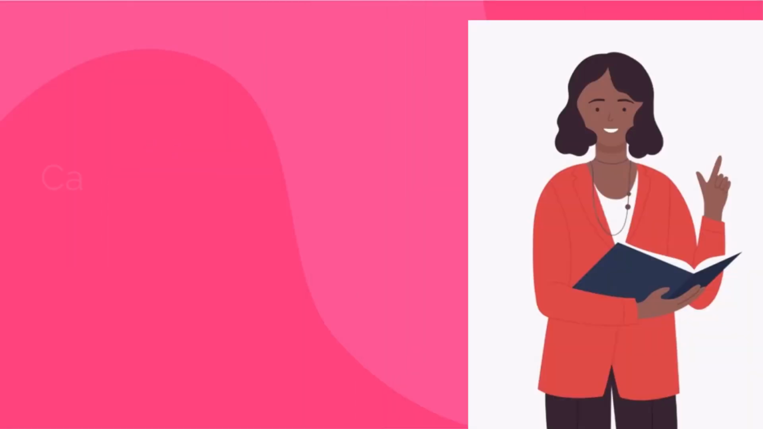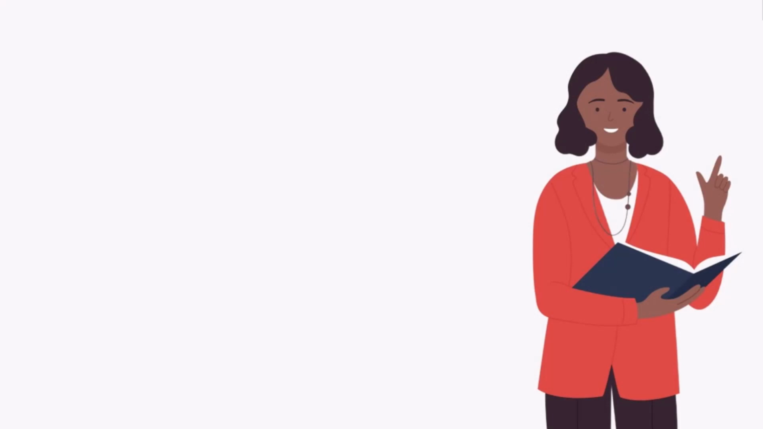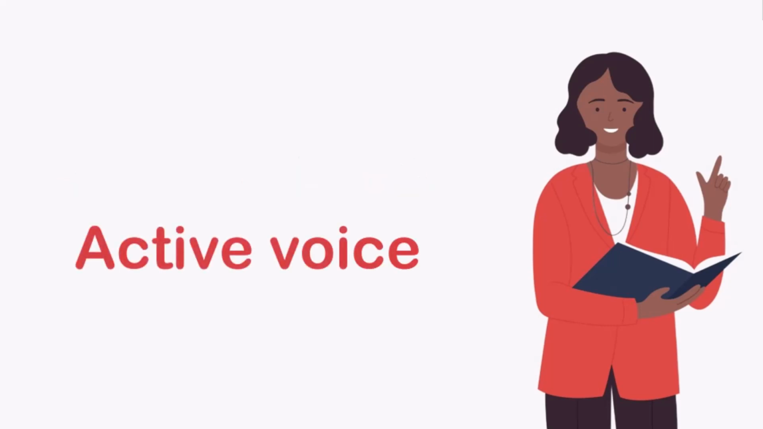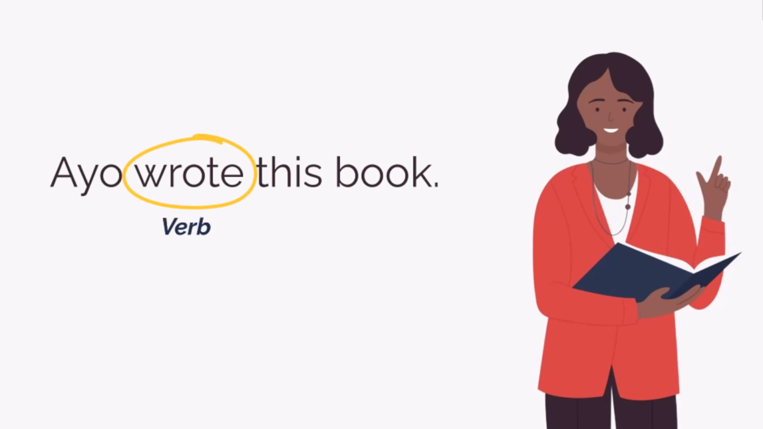Can you think of some other examples of active and passive voice in use? For example, if I say, Ayo wrote this book, what voice do you think that statement is in? Did you say active voice? That's correct! That statement is in the active voice because it uses a verb, wrote, which is an active verb because it comes after the subject of the sentence, Ayo.